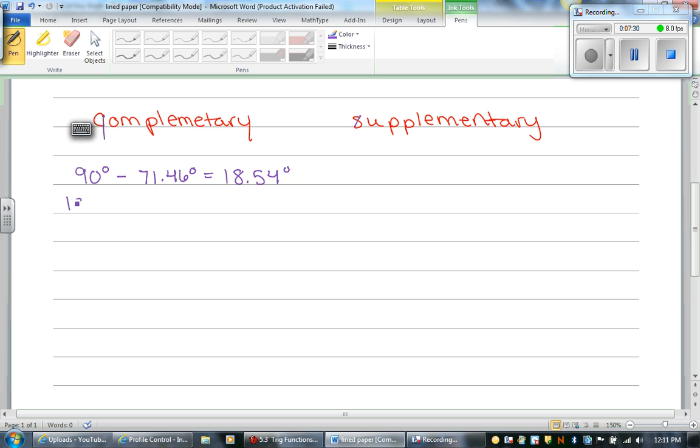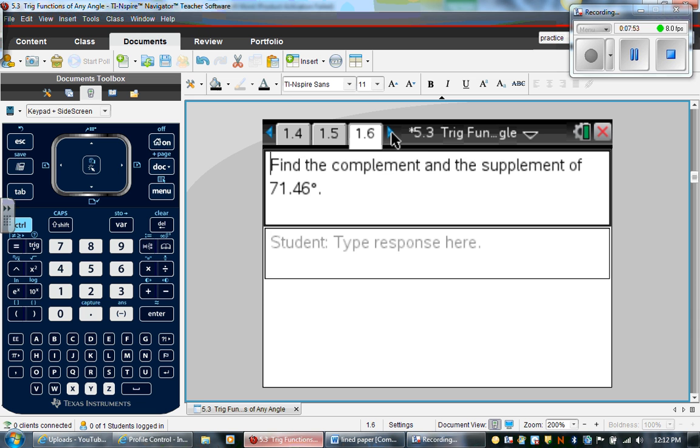Now, supplement's done similarly, except instead of 90, we're using 180. And we take the subtraction, and we get 108.54 degrees. So the complement of 71.46 degrees is 18.54 degrees, and the supplement is 108.54. So that should be just a quick, easy reminder of something you guys already knew.